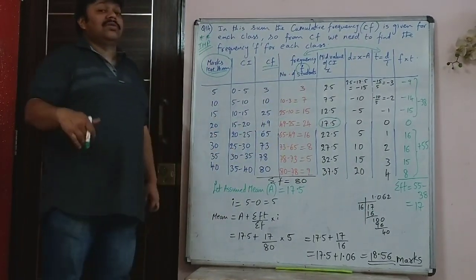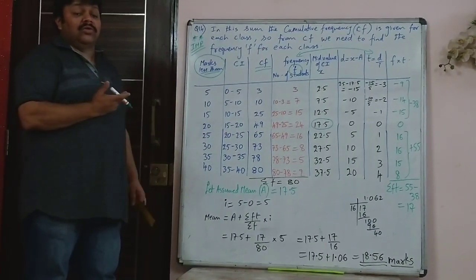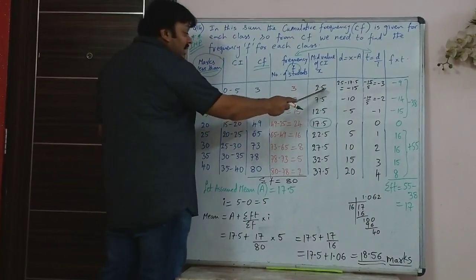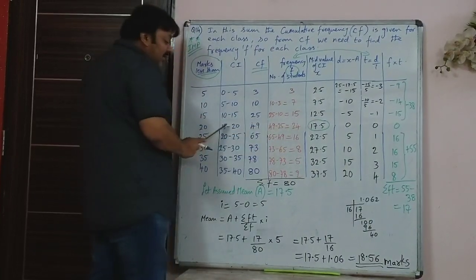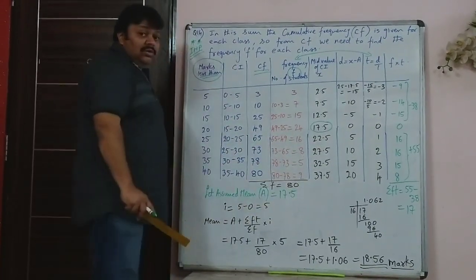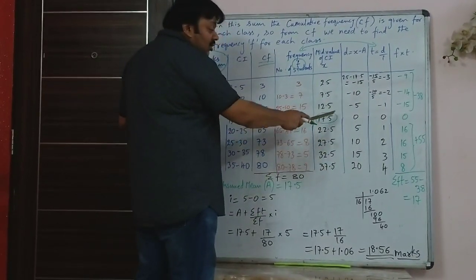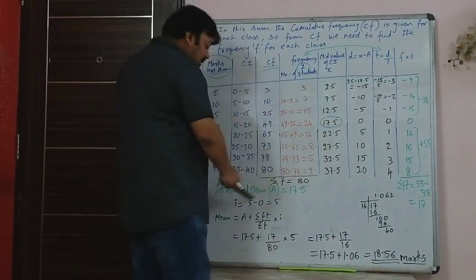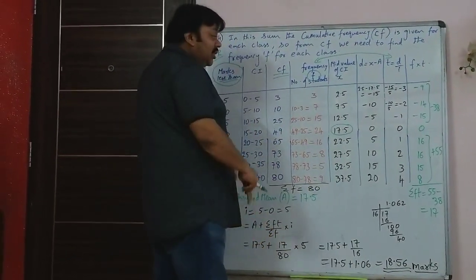Once you find the frequency, the rest of the sum is very similar to any other sum in which you are using the step deviation method. So in this class, the mid values are 2.5, 7.5, 12.5, 17.5, 22.5 and so on. After that, since there are a total of 8 data, 8 upon 2, the fourth data in ascending order, that we have taken and written as the assumed mean. So the assumed mean is 17.5.